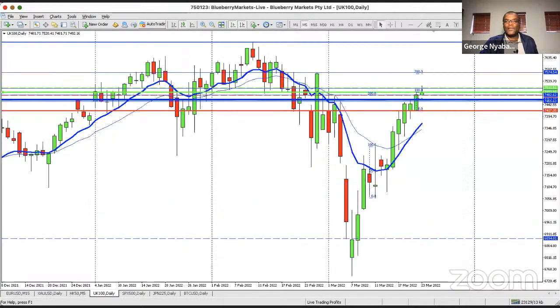UK 100. Okay, so this is a daily chart. Now, let me just show you on a clean chart. Then I want to come back and talk through what we're seeing. I think this is very interesting.